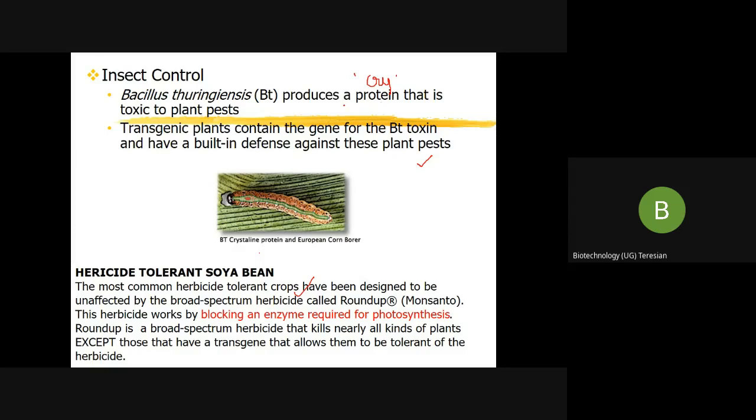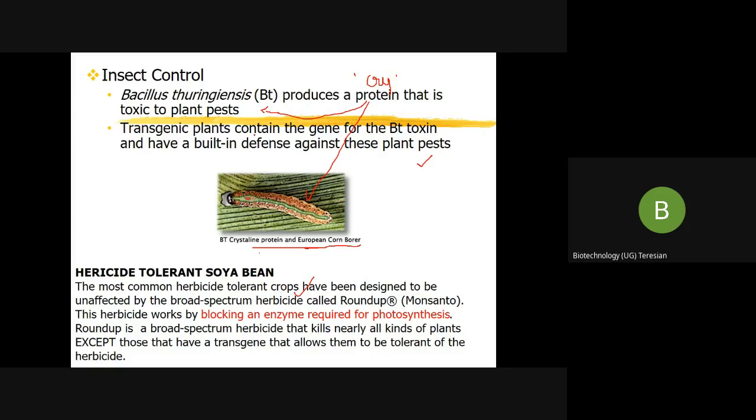Just remember now, this Bacillus thuringiensis is a bacteria which is present in the soil. It is carrying a protein. That protein is toxic to your pest. Who's my pest here? This is the pest. And what is the name of this pest? It is a European corn borer. That is, it feeds on the corn plant or the maize plant.